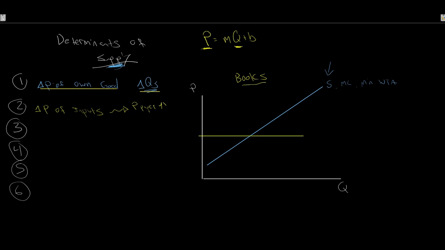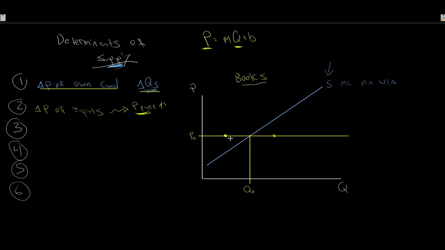So that is, we had a fixed price. There's my fixed price, P naught. I used to be producing right there. We'll call that Q naught. All of a sudden, the price of paper, an input into my production process, has gone up. Well, would I be wanting to produce more books for that same price or fewer books for that same price?